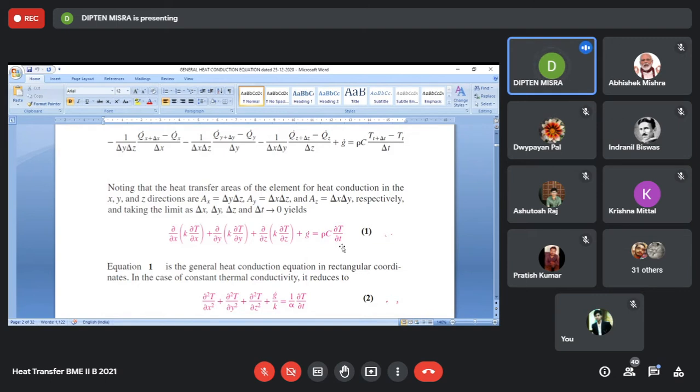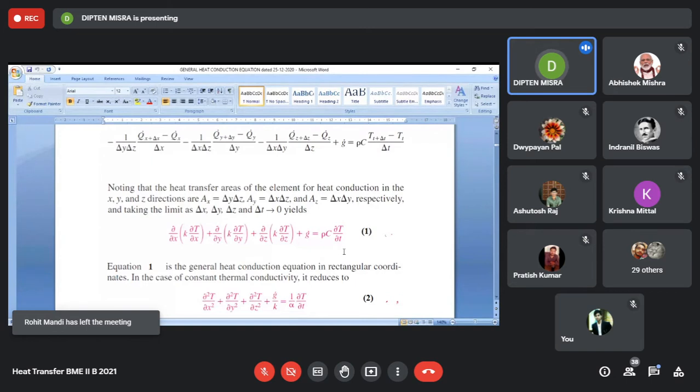So whenever the temperature at any point inside the body changes with time, that also implies that the heat transfer rate changes with time. And this class of problem is called an unsteady state problem or transient problem. And when the temperature and the heat transfer rate do not change with time, we call those problems steady state problems. So if we consider an unsteady problem, this term would be present, which will take care of the unsteadiness of the problem.